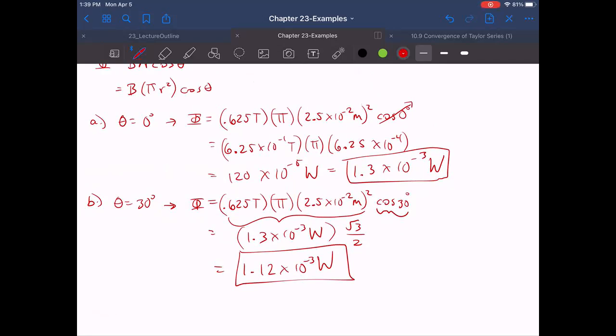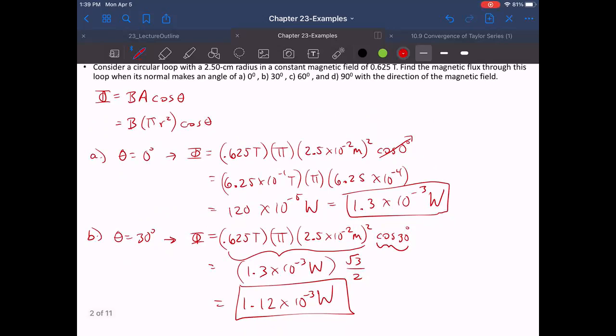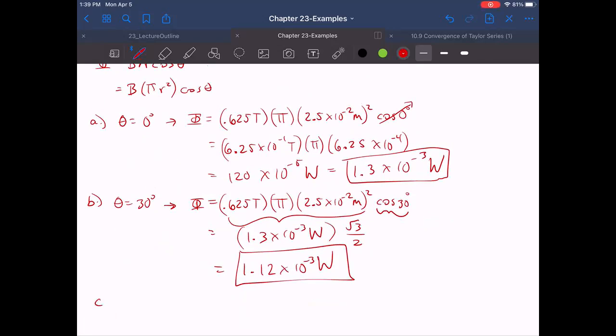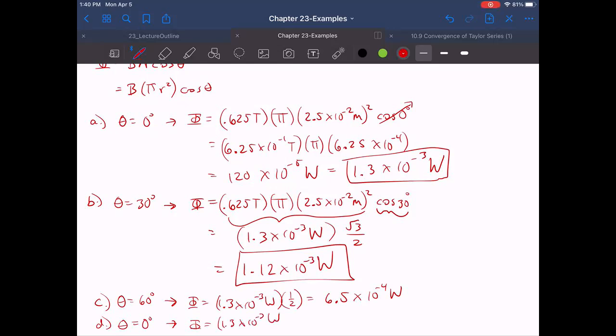Anyway, you can do the other two. You just need to swap out that cosine. The next one you do cosine of 60, which would be half. So that would be 0.65 times 10 to the negative third. And then at 90 degrees, what would the answer be? Zero. So if you wanted to do part C, it would just be theta equals 60 degrees. And so this would be flux equals 1.3 times 10 to the negative third Weber times 1/2. And so this would be 6.5 times 10 to the negative four Weber. And then of course for D, theta equals 90 degrees. And so this would just be the whole thing times zero, 1.3 times 10 to the negative three Weber times zero.